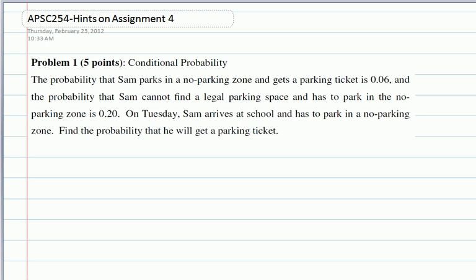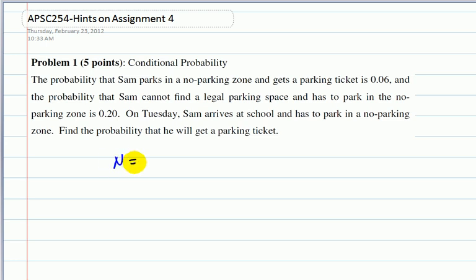So the first question is simple. It's a conditional probability. All of the information is given here. No parking zone and get a ticket is this probability, and the probability that you can't find a legal parking space and so park in the non-parking zone is 0.2. So this is a conditional probability. So what you can do is this.